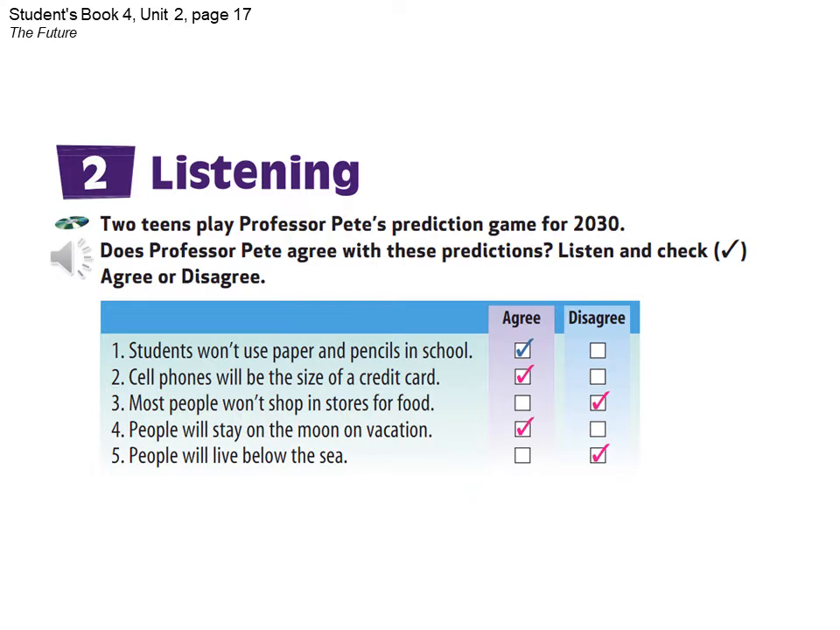5. Okay, Mike, here's the last one. Will people live below the sea? No, they won't. Maybe someday, but not in 2030. Oh, Mike. According to Professor Pete, people will live below the sea. They'll build cities below the ocean. When I see it, I'll believe it.